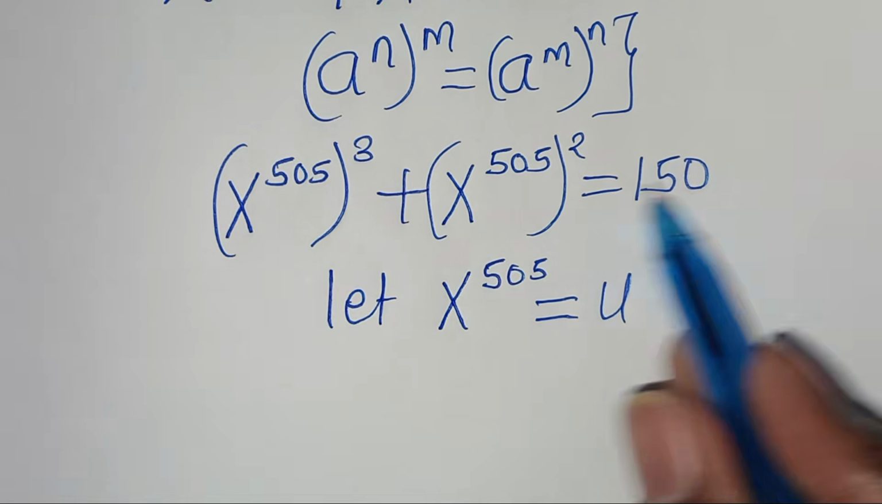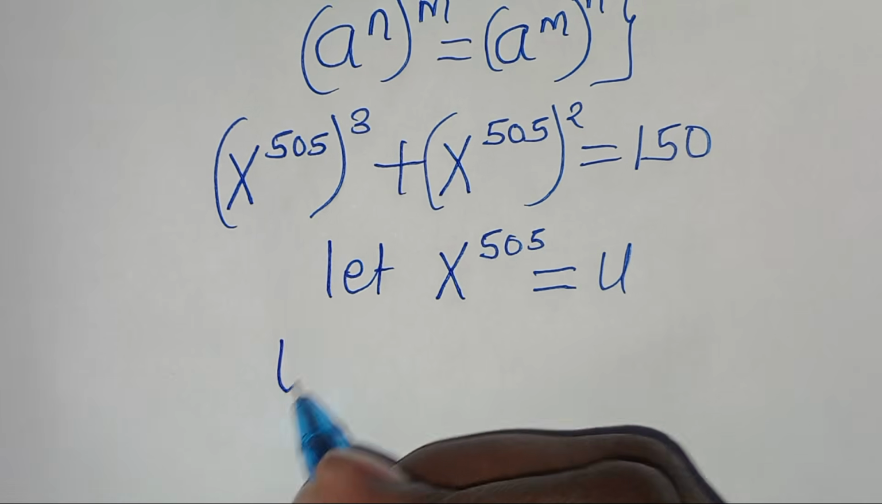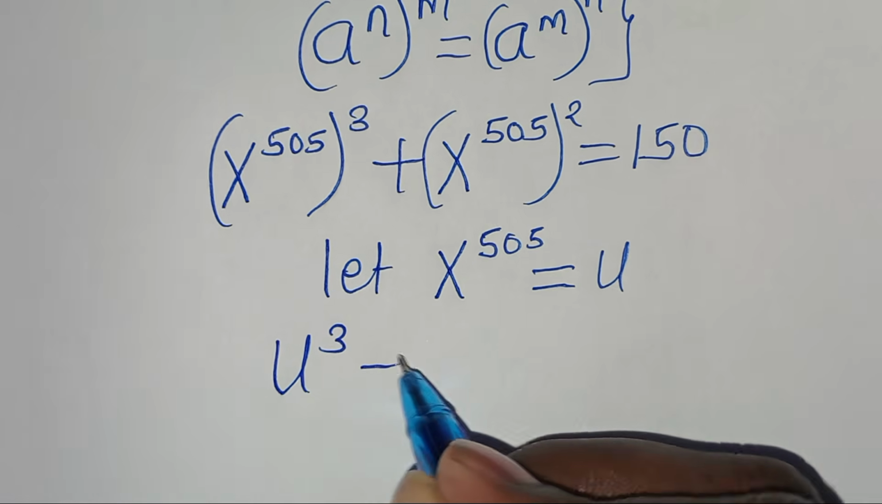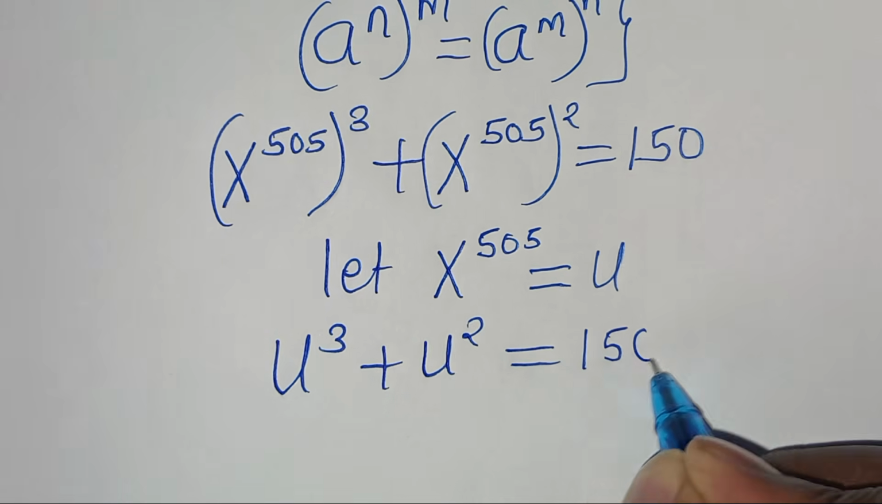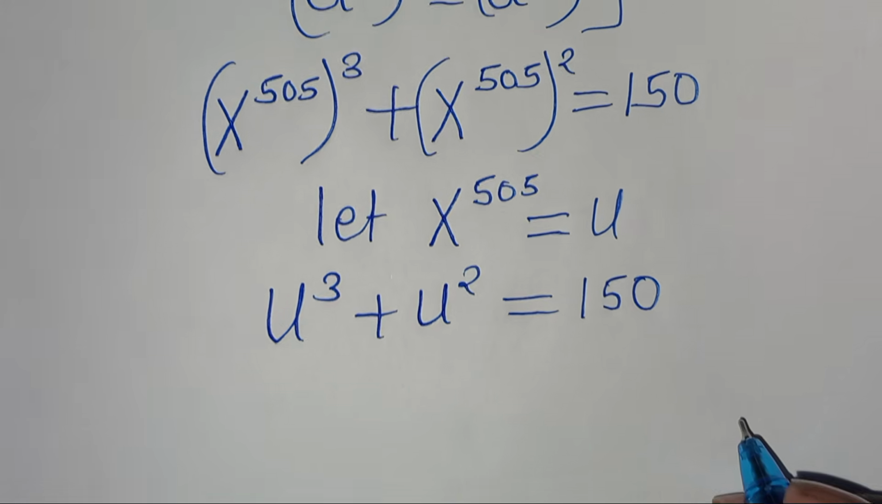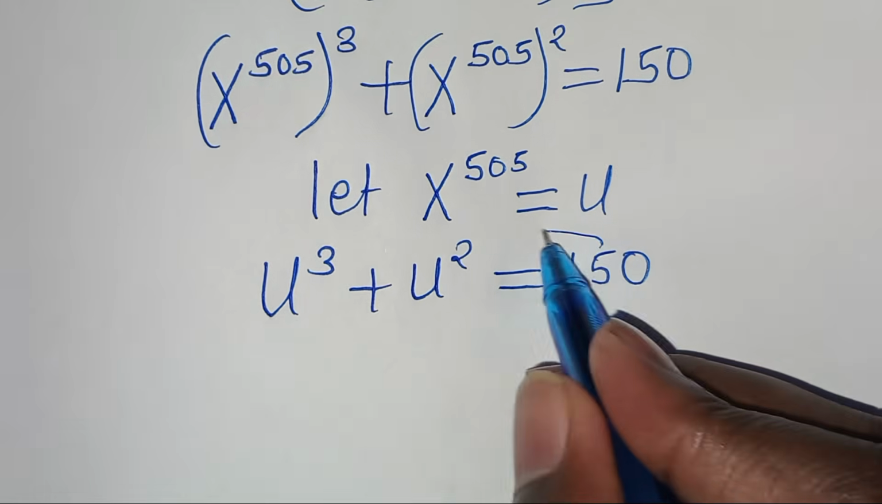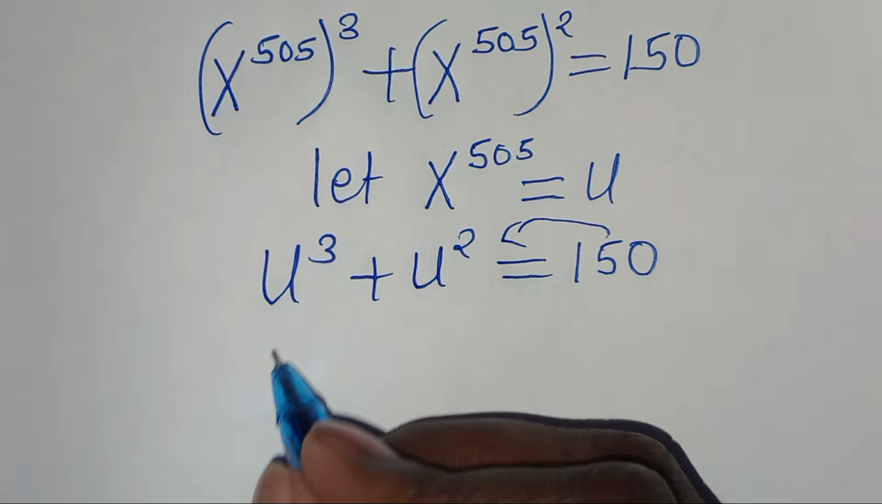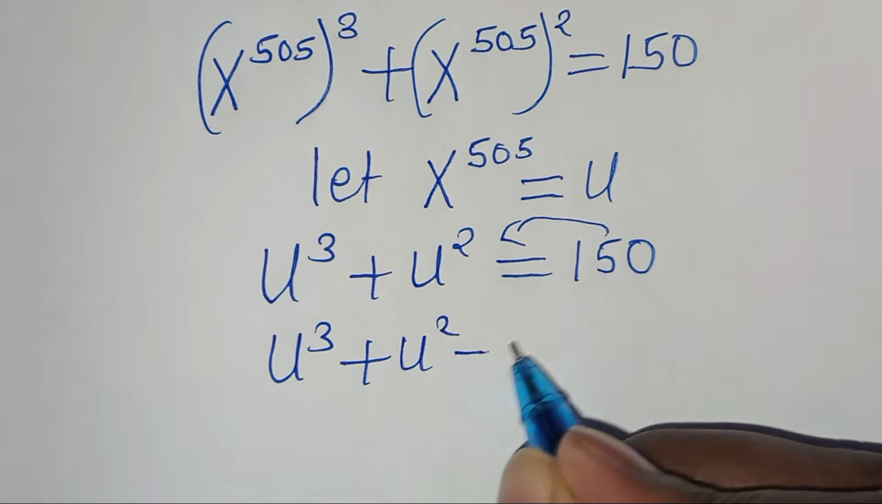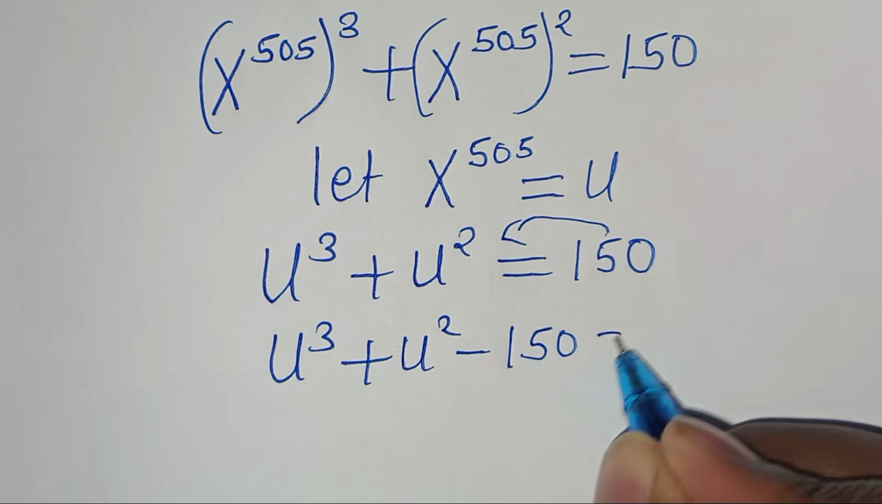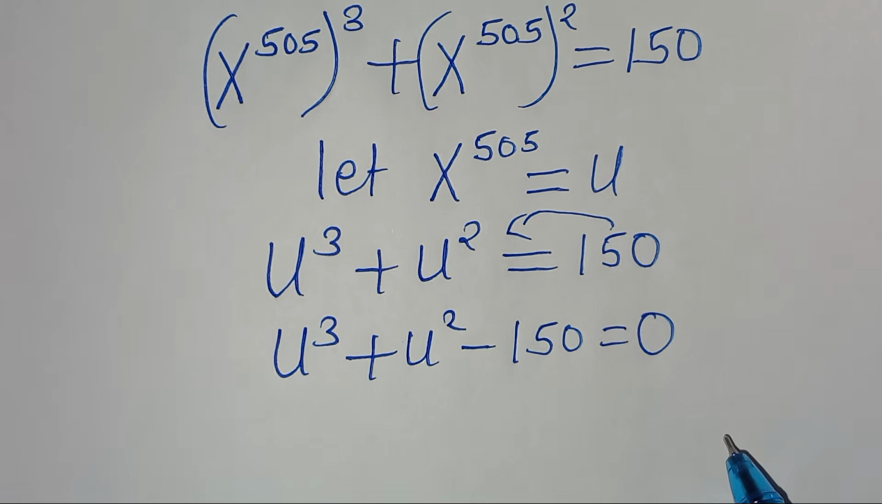Let's express this equation in terms of u so that we have u to the power of 3 plus u to the power of 2. This is equal to 150. The next step is to take 150 to the left hand side. So this becomes u to the power of 3 plus u to the power of 2, subtract 150. This is equal to 0.